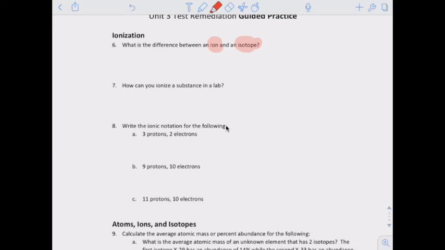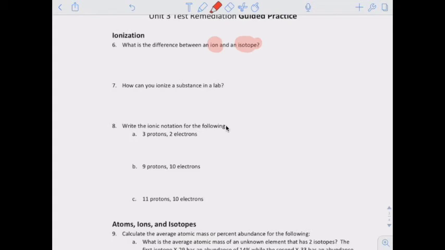Number 7, how can you ionize a substance in a laboratory setting? If we add electricity to it, we can ionize it. We can put it in any type of salt solution. When it goes in a chemical bond with a metal and a non-metal, when you put them in solution, they'll ionize, and you can actually use a battery and pull all the negatively charged particles to one side.